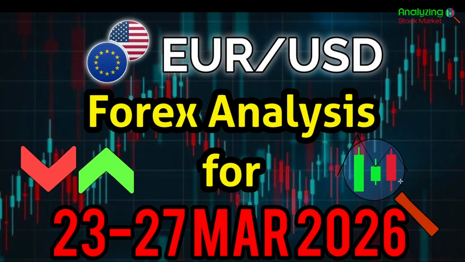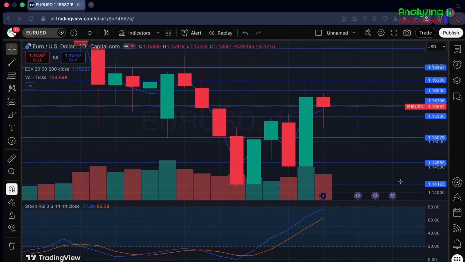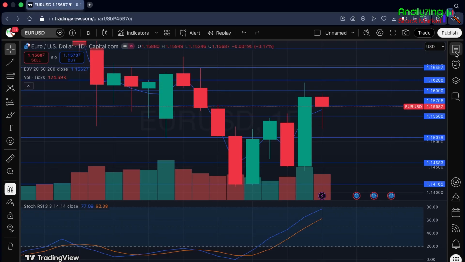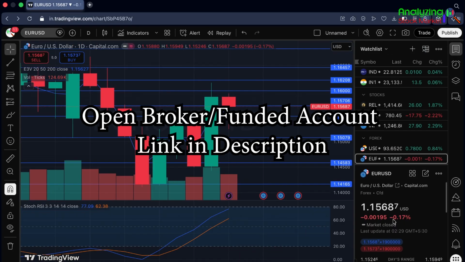So today I'll be talking about the Euro USD pair and we'll do the Forex analysis for 23rd to 27th March 2026. So let's go straight to the chart. First, let's see what happened in Euro USD on Friday. As you can see, a 0.17% negative move, and 1.15687 was the closing on Friday. Now I'll be talking about what is going to happen in the coming week.